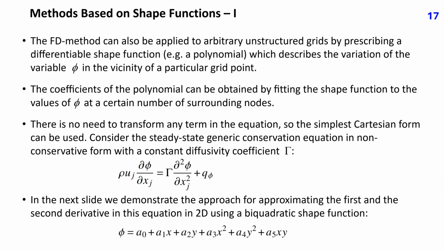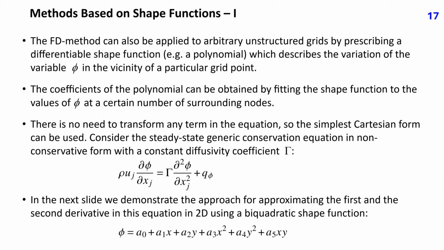There is no need to transform any term in the equation, so the equations in the simplest Cartesian form can be used. Consider the steady-state generic conservation equation in non-conservative form with a constant diffusivity coefficient gamma, given by this expression. The non-conservative form of equations is simpler to use in finite difference methods than the conservative form, which is why it is preferred. See slide 12 of lecture 3 or section 1.4 in the book for a discussion of the two forms of equations.